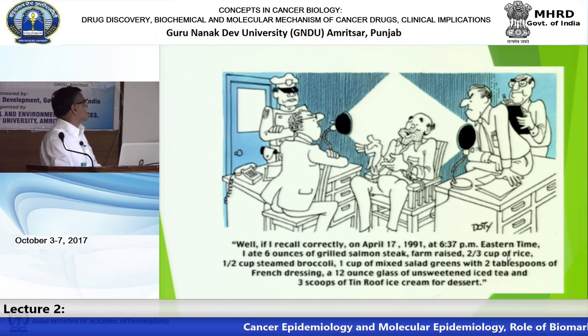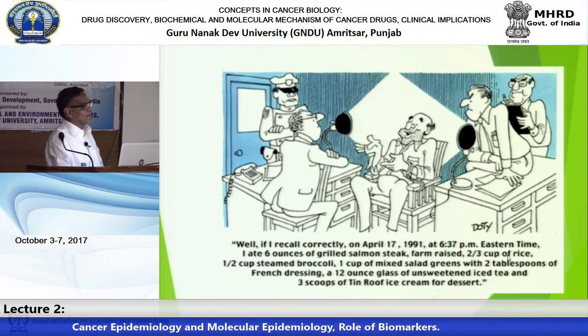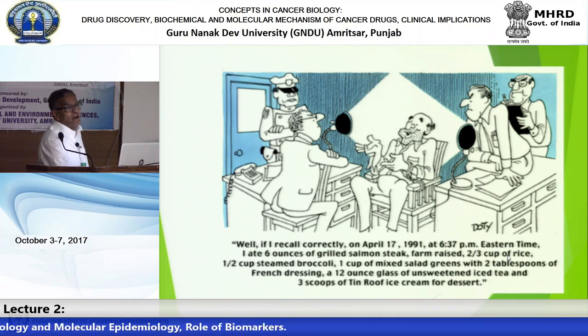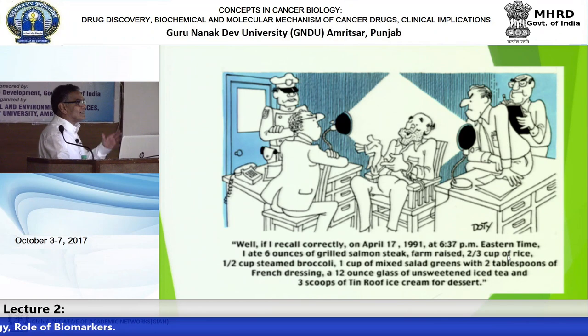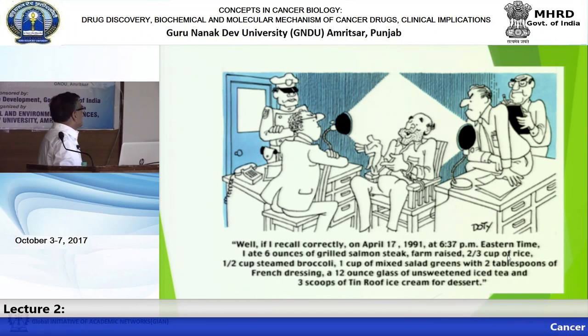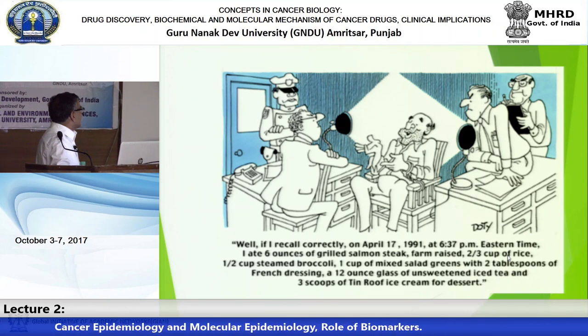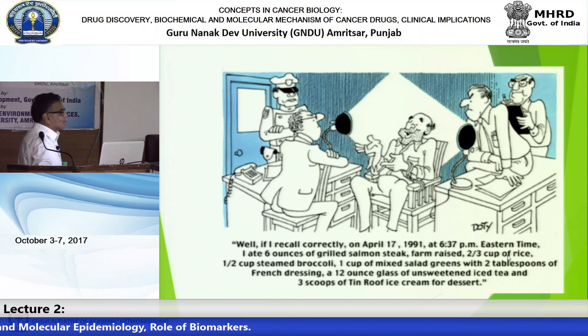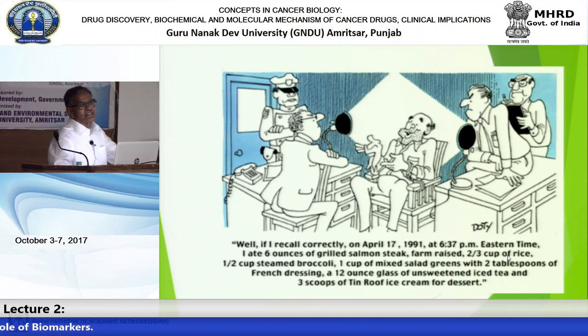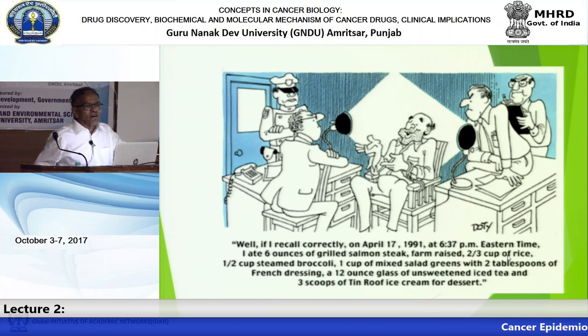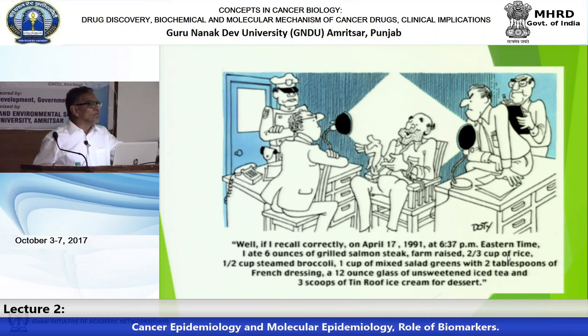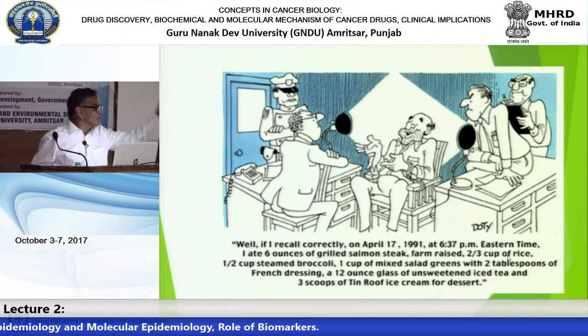So I saw this and I really liked that. The epidemiological, a funny thing, it said that epidemiologists do the questionnaire. So it says, well, as I recall correctly, on April 17, 1991, at 6:37, I ate salmon steak and some rice and some broccoli, and this was done probably in the year 2000. In other words, they ask you a question, what's your food? What did you eat? Did you eat some meal? Did you have protein in there? And they take this history 3 months ago, or four, I don't know what I ate yesterday.